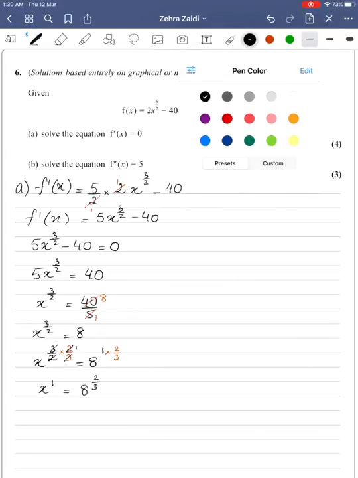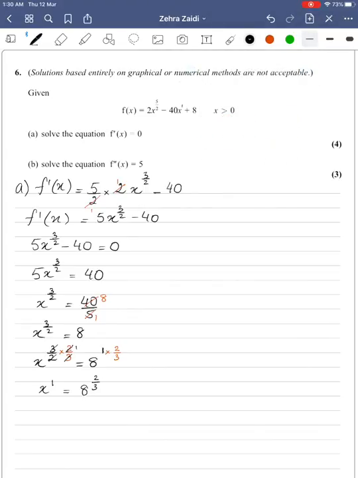Now 8 to the power of 2/3 means we need to find the cube root of 8 and then square the answer. So the cube root of 8 is 2. So we have 2 to the power of 2, which is 4. And that answers part A of our question.